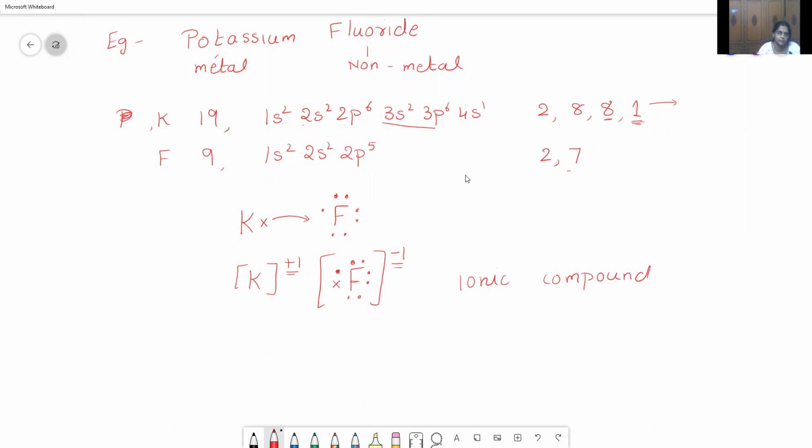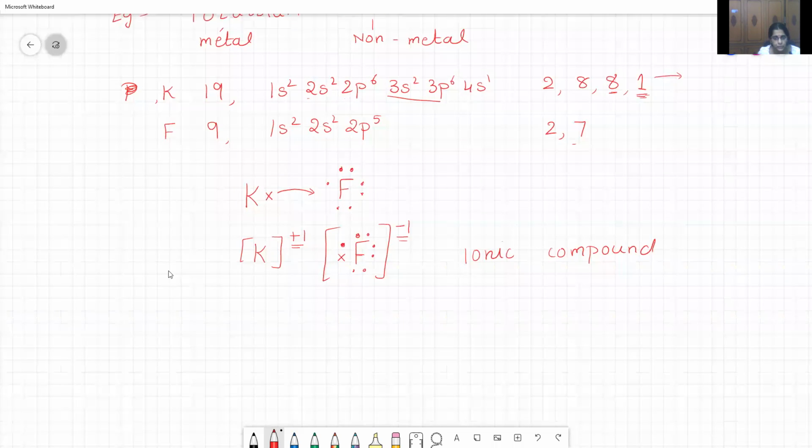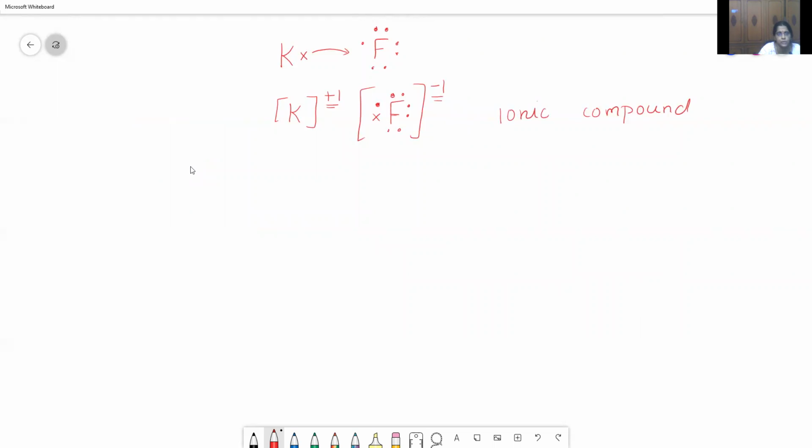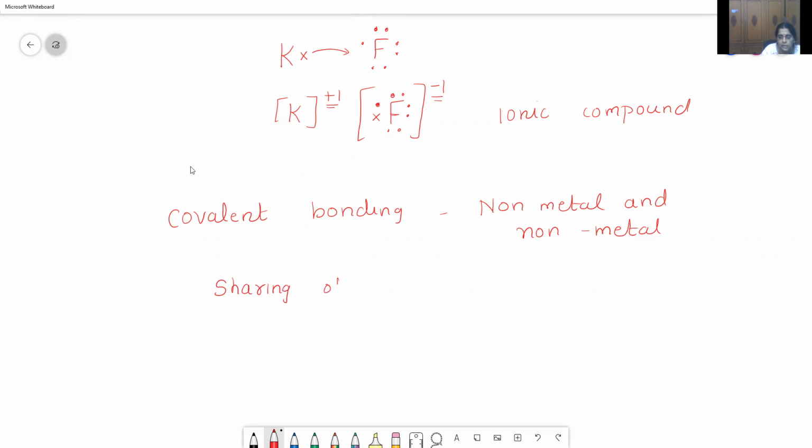Now what about covalent? Covalent does not transfer the electron, they are going to share the electron. So in covalent bonding, this bonding usually takes place between a non-metal and a non-metal. I'm going to explain that with an example. Here transfer of electron does not take place, sharing of electrons takes place.